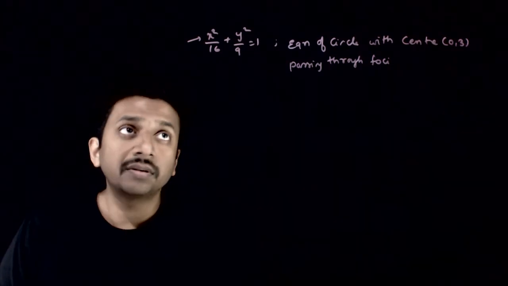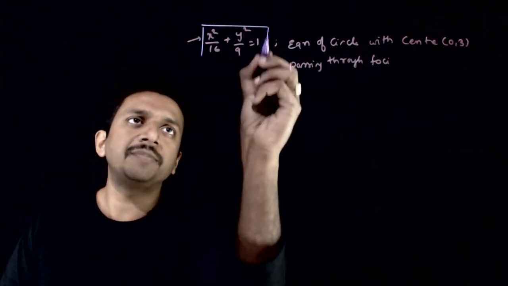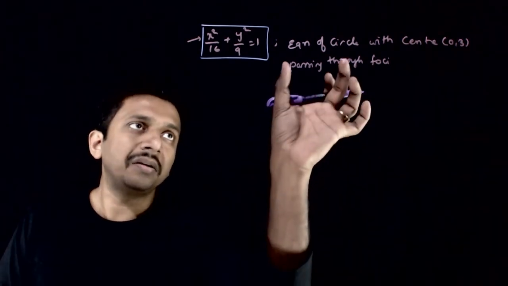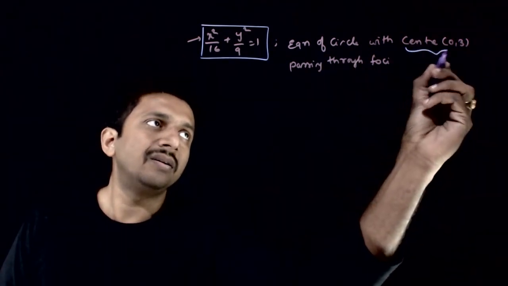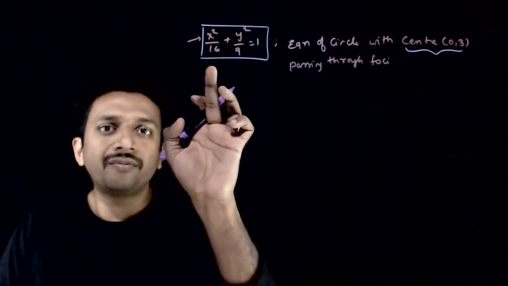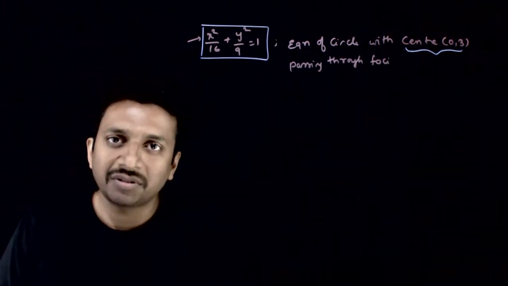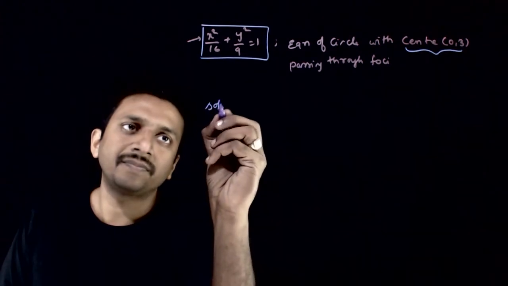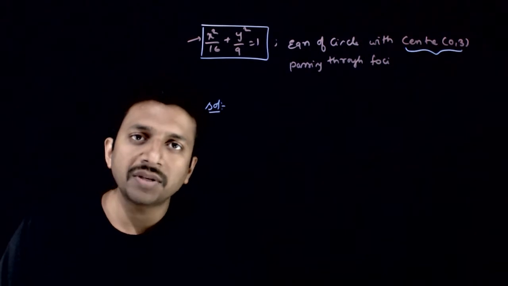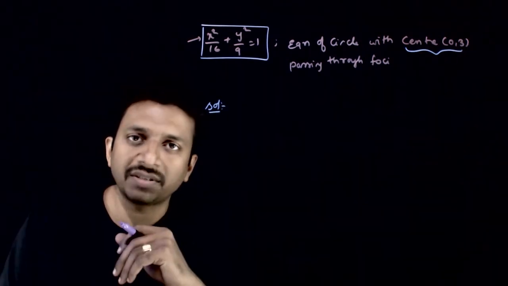So welcome students. In this question you're given an ellipse x square by 16 plus y square by 9 is equal to 1. You're asked to find the equation of a circle whose center is at (0, 3) and passing through the foci of this ellipse. So to do this question, first let us find the foci of this ellipse.